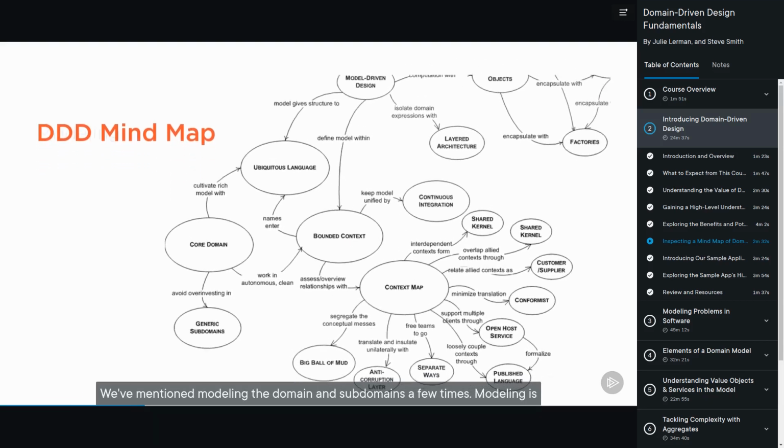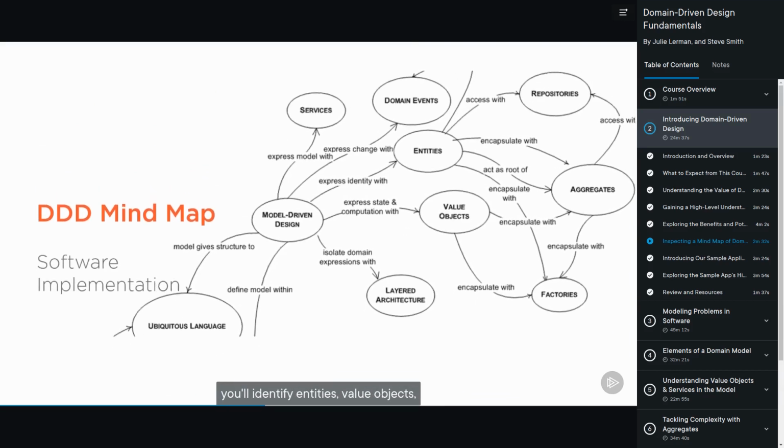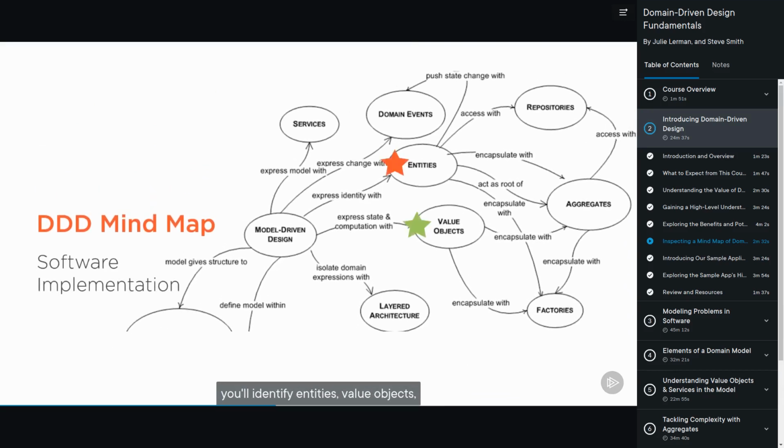We've mentioned modeling the domain and subdomains a few times. Modeling is an intense examination of the problem space. Key to this is working together with the subject matter experts to identify the core domain and other subdomains that you'll be tackling. Another important aspect of modeling is identifying what's called bounded contexts. And within each of these bounded contexts, you focus on modeling a particular subdomain. As a result of modeling a bounded context, you'll identify entities, value objects, aggregates, domain events, repositories, and more, and how they interact with each other.